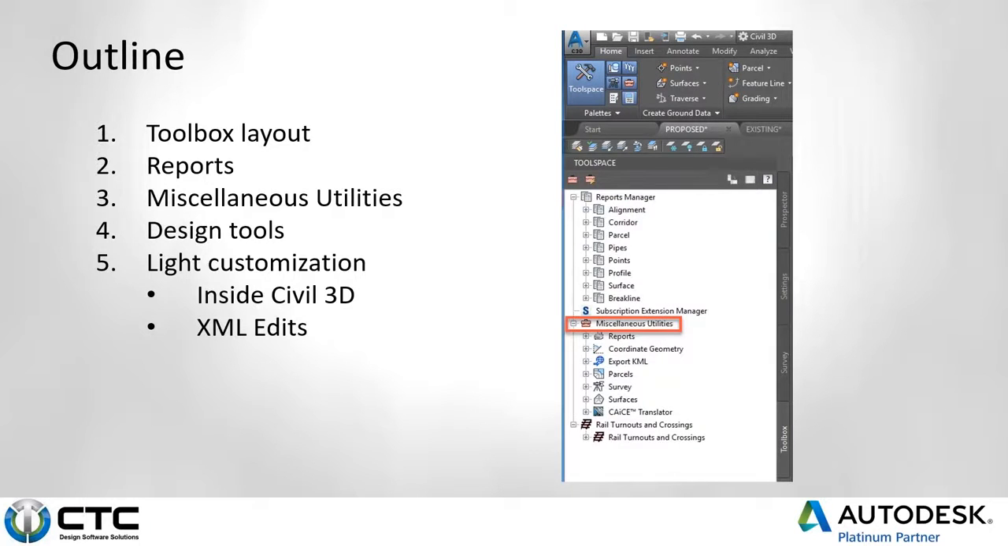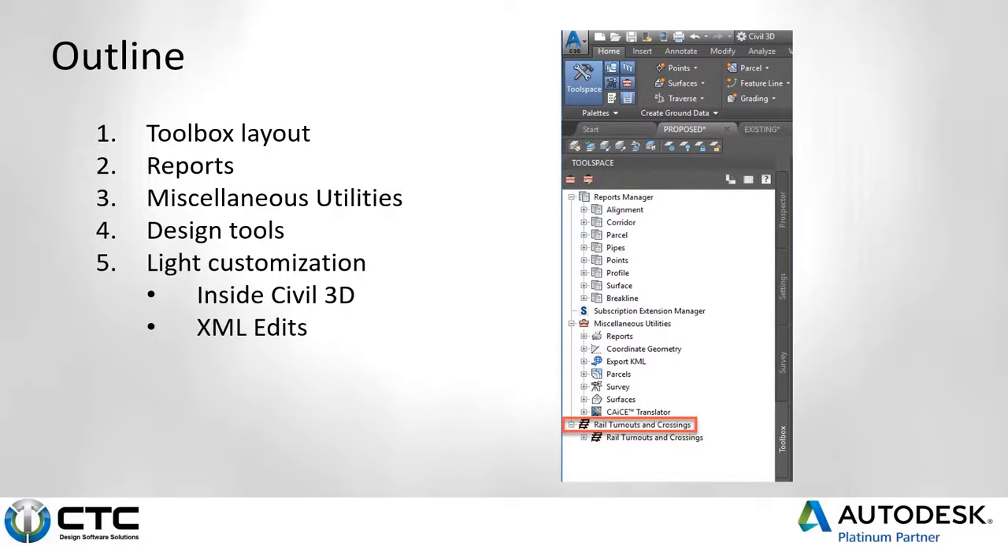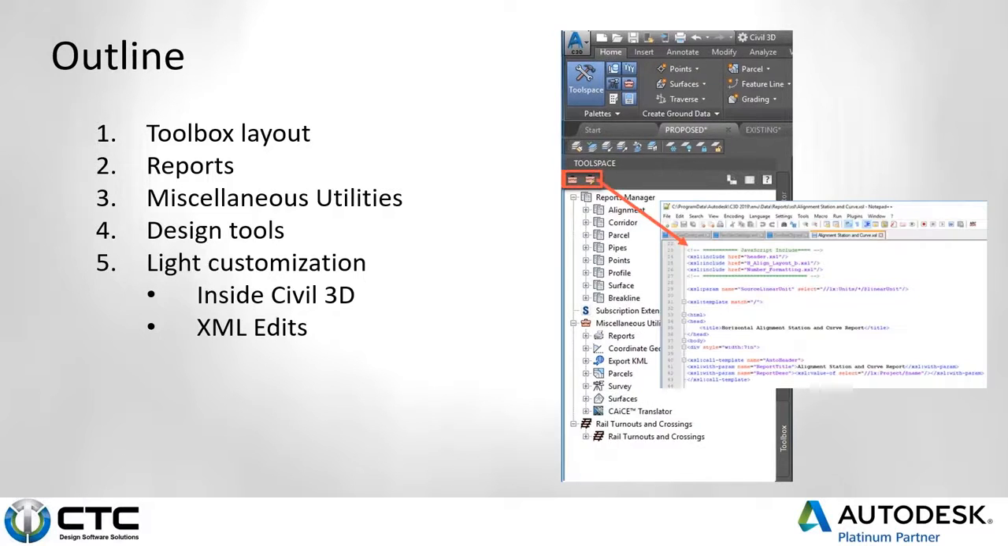We'll touch briefly on some of the miscellaneous utilities. These are extra commands that we have access to. And then I'm going to mention that the design tools exist. We're not really going to check any of those out for today, but they're found at the bottom portion of the Toolbox tab. And then we're going to show you how to do some light customization inside Civil 3D with those buttons in the Toolspace palette, and then some very simple XML edits. I'm not going to teach you how to do XML coding today, but I'm going to show you where we can find the information that we want to change.